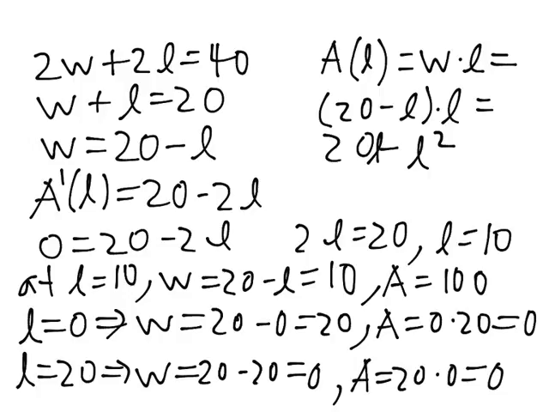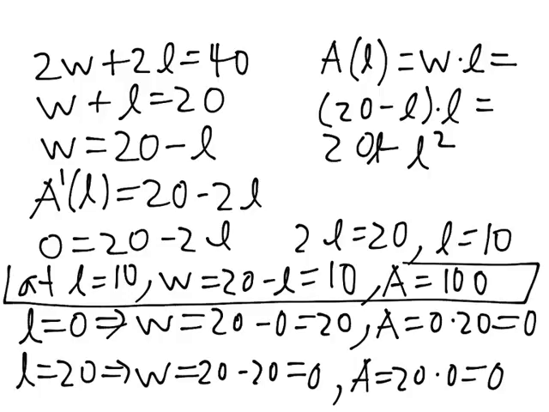Now this accounts for all the critical points. So the maximum must be here at l equals 10, where the area is 100. So the best way to set up the fencing is with a square.